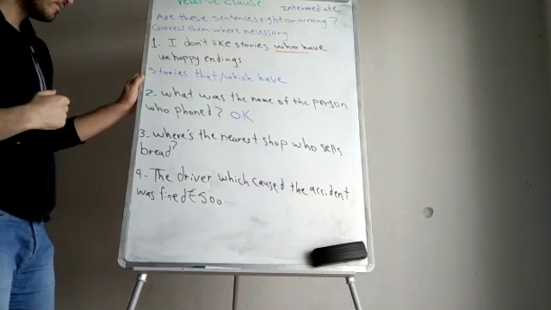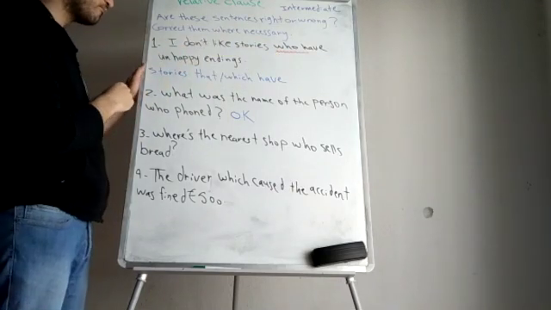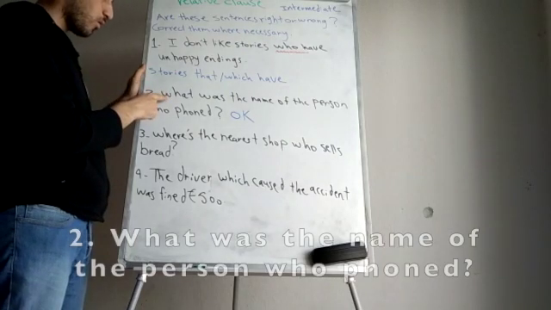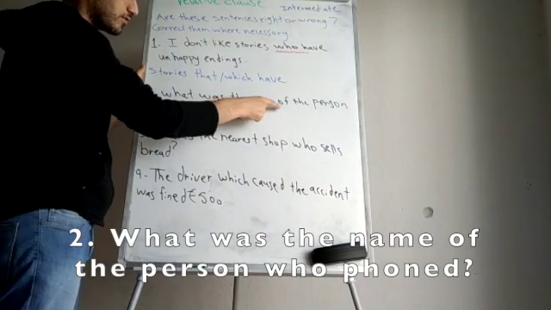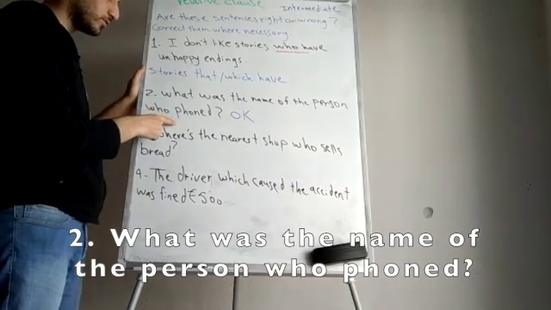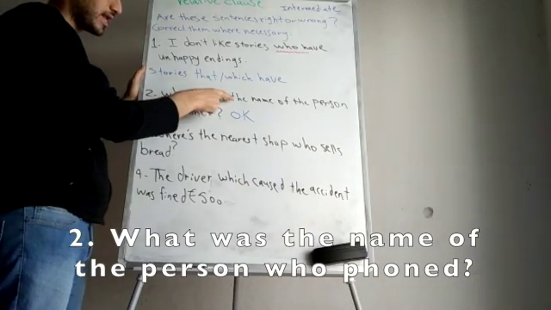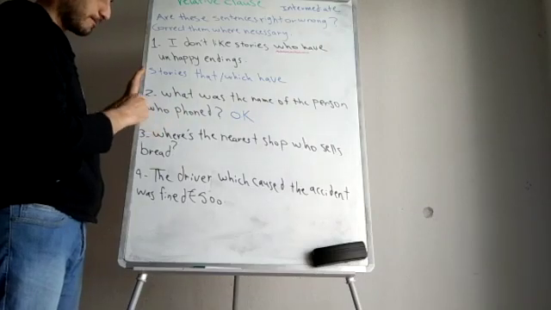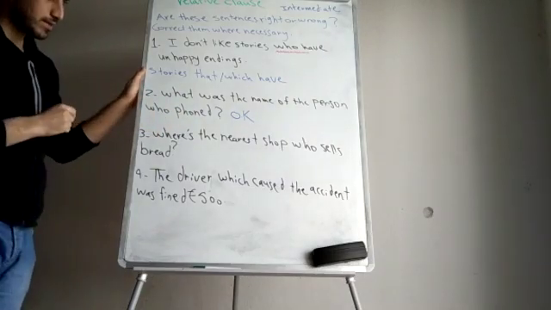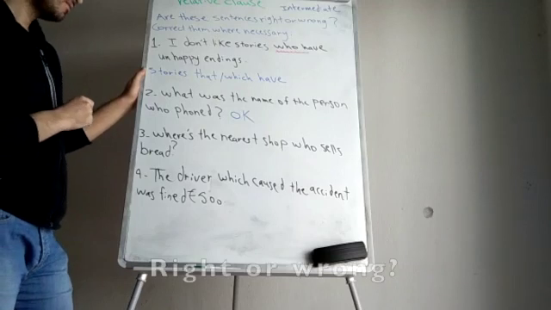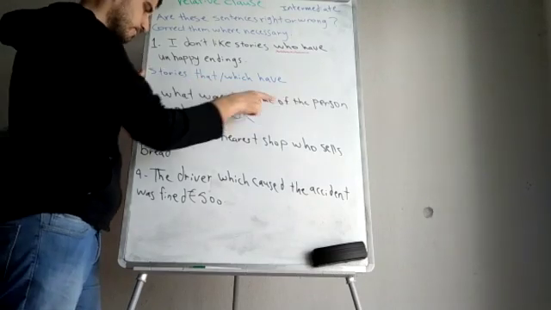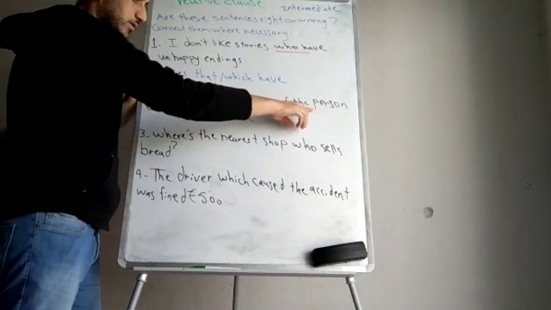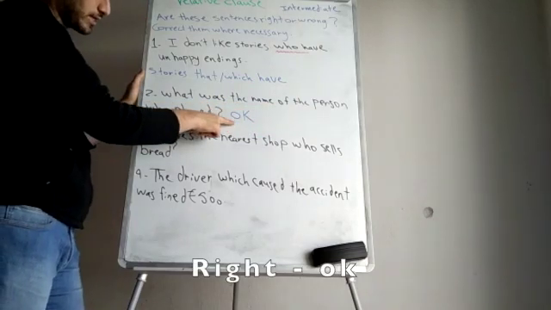Let's see number 2. What was the name of the person who phoned? So we use who with people. So it's right. Just write it down.